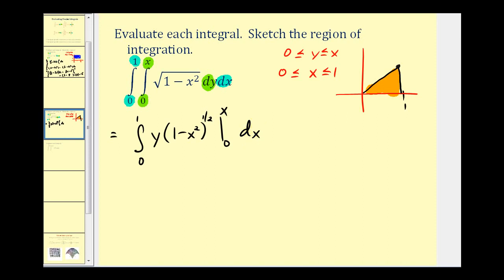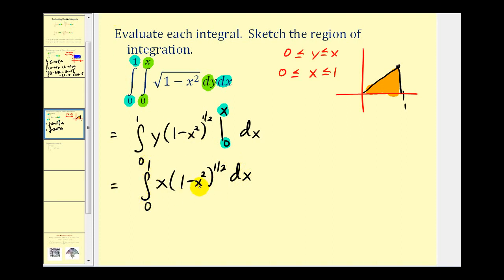And again, because we integrate with respect to y, we're replacing y with x and 0. So when we replace y with x, we're going to have x times the quantity 1 minus x squared to the 1/2. And then when y is 0, this product would be 0. So now we just need to integrate with respect to x.